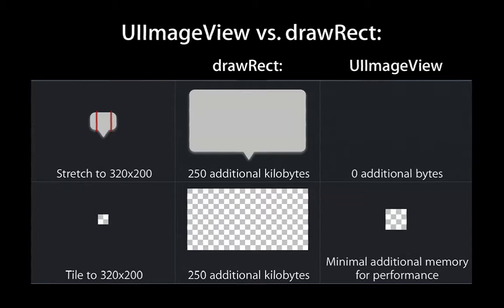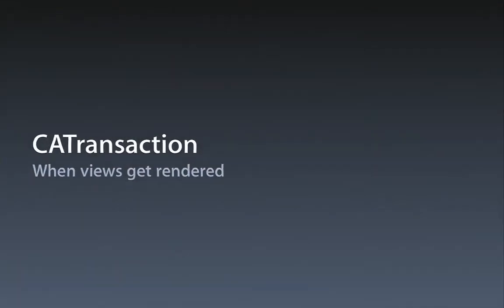So I strongly encourage you to look at UIImageView for your image drawing attempts before you drop back and do your own drawRect. You can save a lot of work and get much better performance if you let UIImageView optimize it for you. All right, so now we've got content positioned on screen.